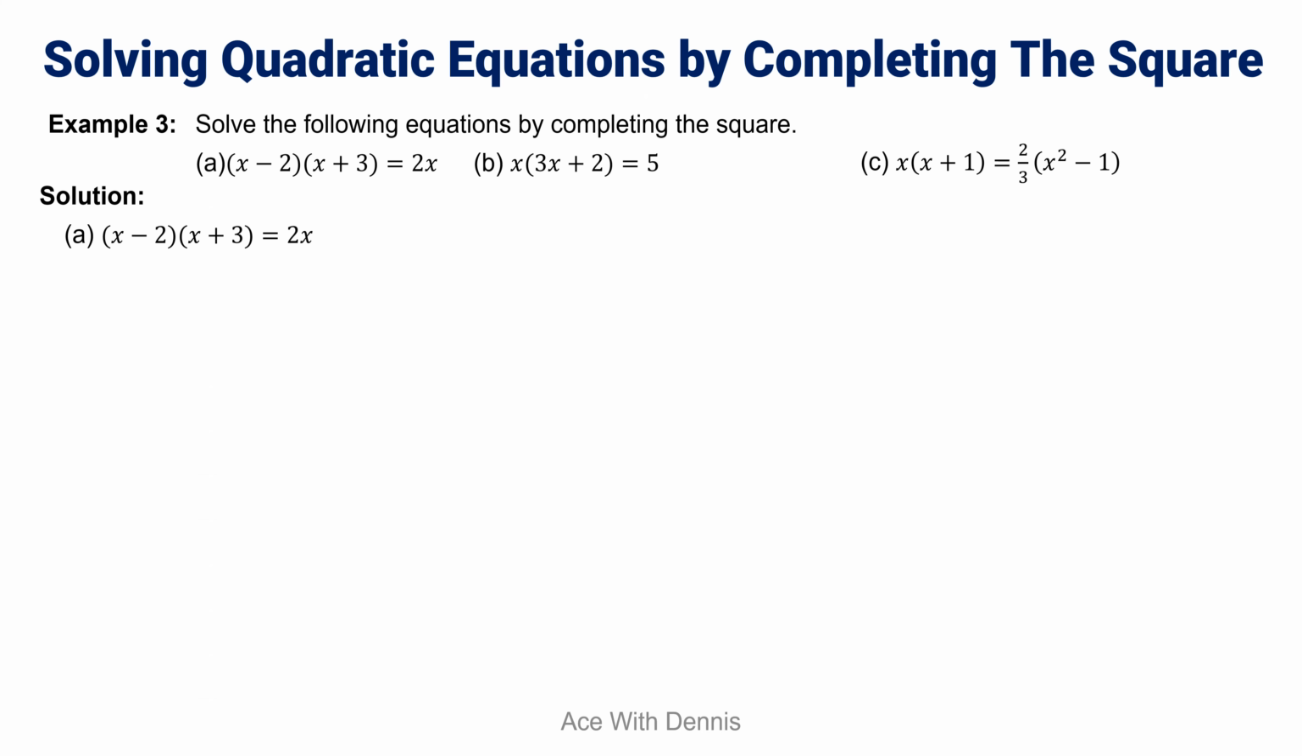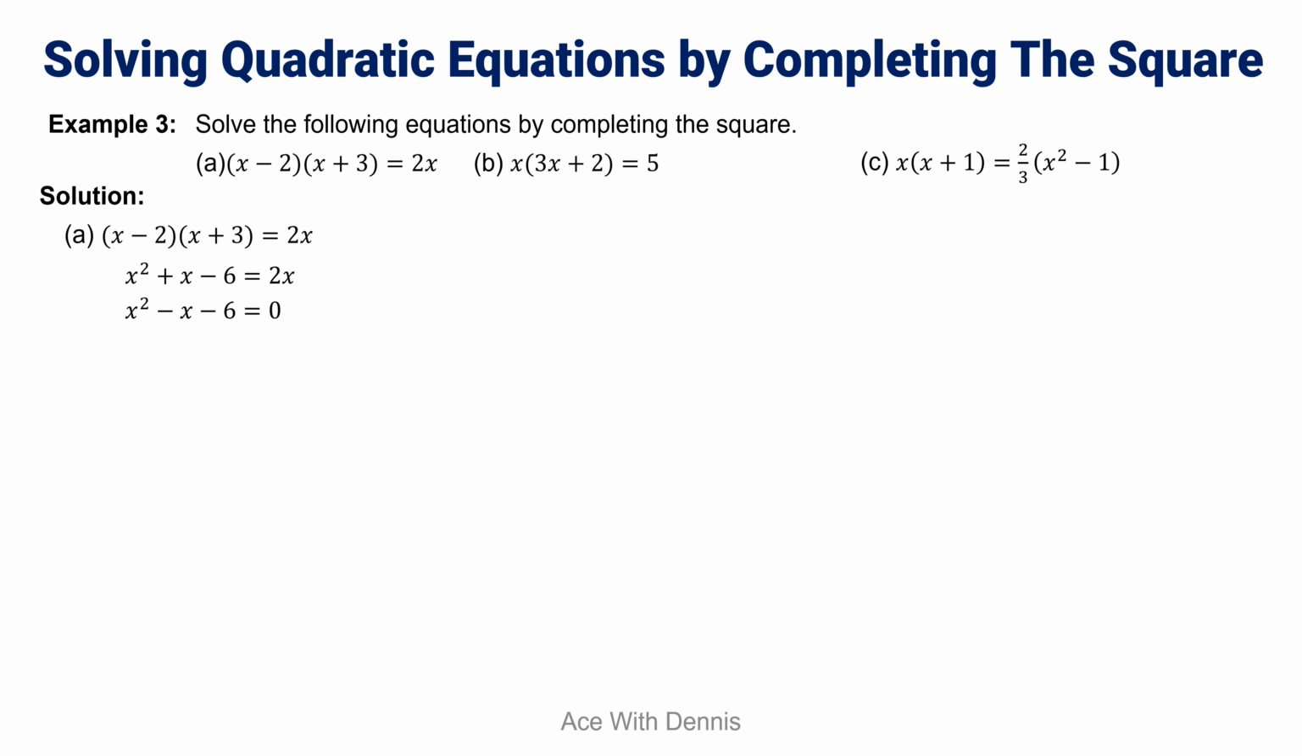So here's the solution for A. X minus 2 times x plus 3 equals 2x. First, we'll expand the bracket. We'll get x squared plus x minus 6 equals 2x. Then we move the 2x to the left-hand side so that the right-hand side will be equals 0. Then equation becomes x squared minus x minus 6 equals 0.